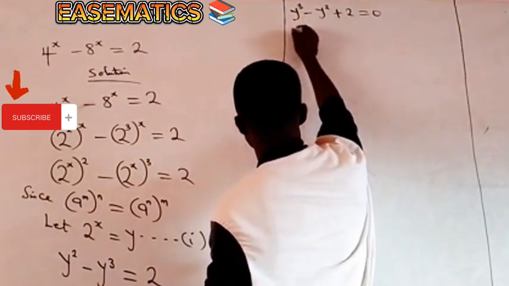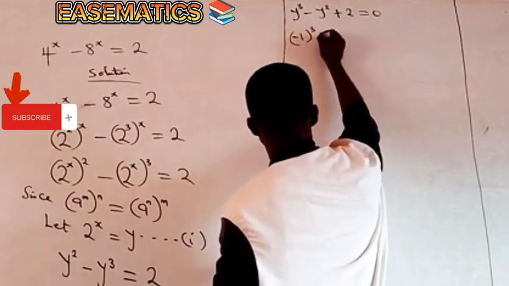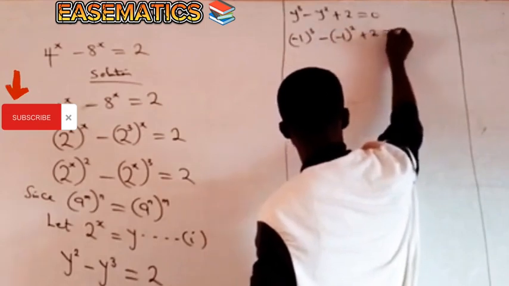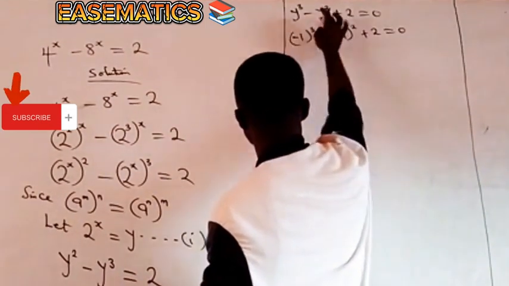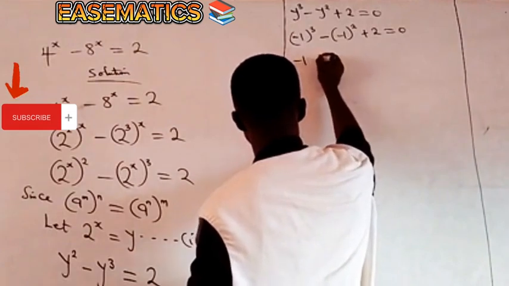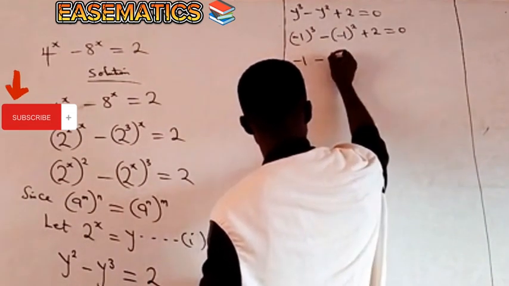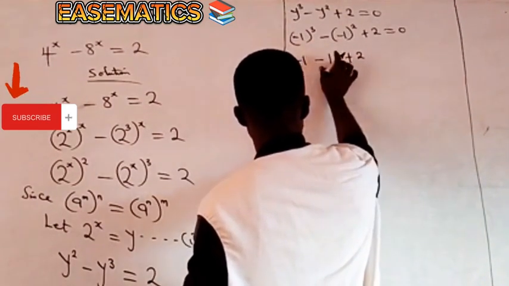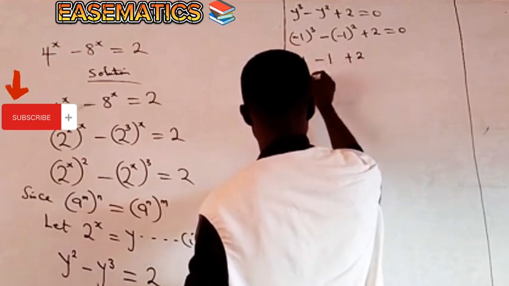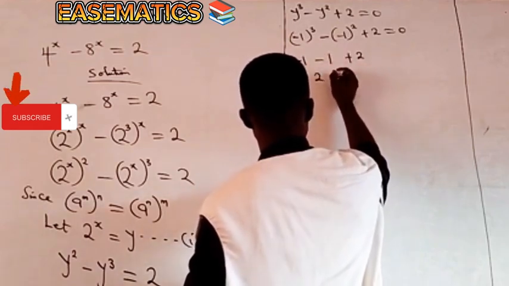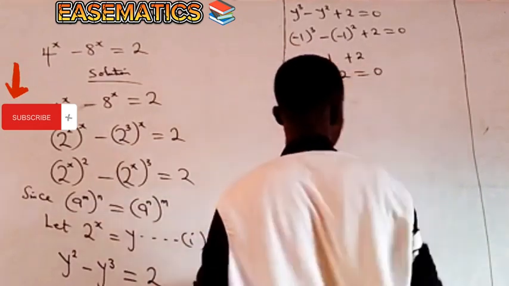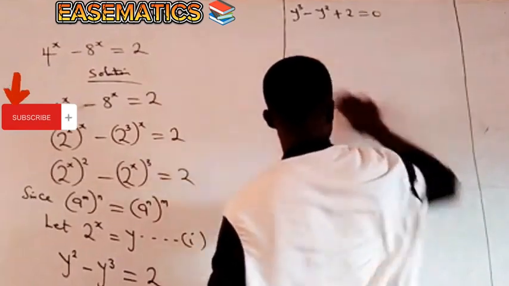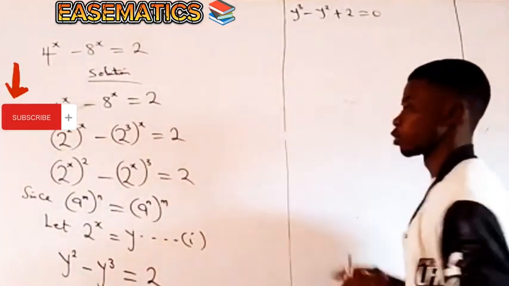Like if I take minus 1 cubed minus minus 1 squared plus 2 is equal to 0. Checking this, minus 1 cubed will give me minus 1. Minus 1 squared gives 1 plus 2. Minus 1 times minus 1, minus 1 gives minus 2. And minus 2 plus 2 gives 0. Alright, so at this point, we can see that minus 1 is a root of this equation.